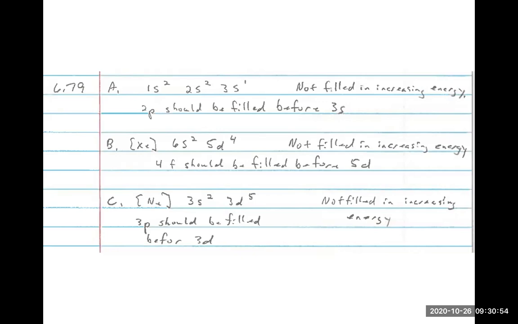And so that's the thing that's violated there. In B, we have 6s2, 5d4. Once again, in this case, before we started filling those 5d orbitals, we should have filled the 4f orbitals. And then finally, the last one, 3s2, 3d5, you'll fill 3p before you fill 3d.